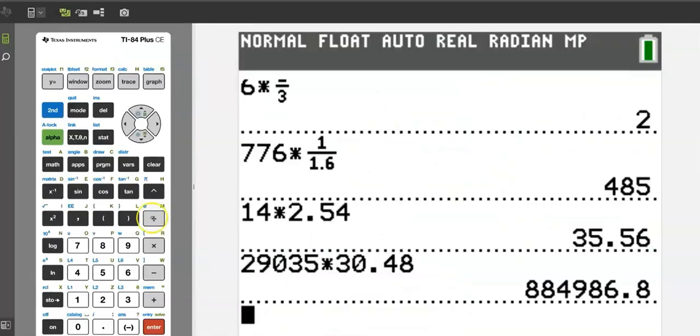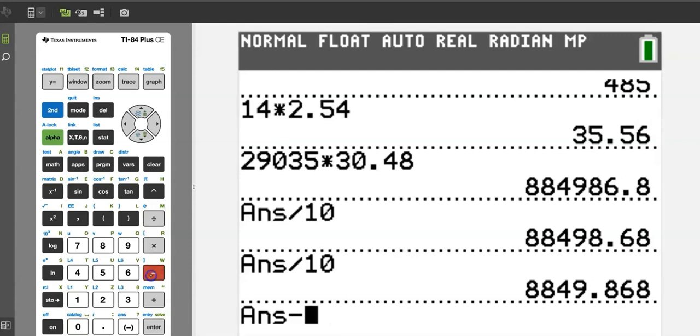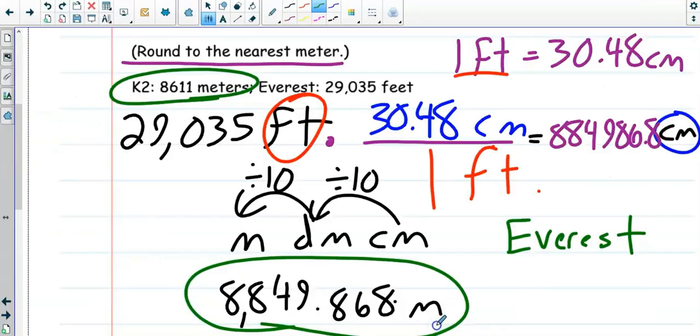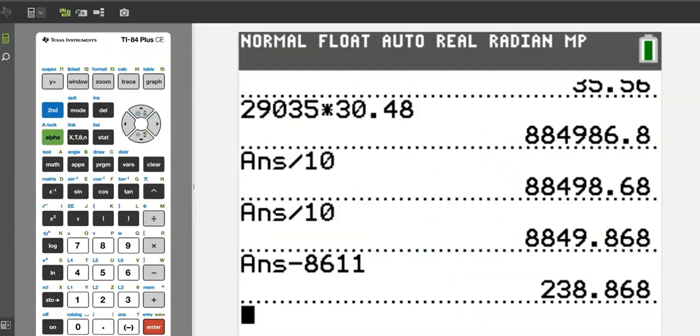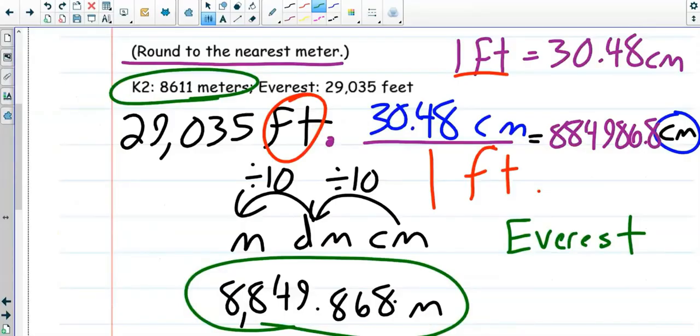This guy got divided by 10 and then divided by 10 again. So again, that was the number I just talked about. And we are subtracting 8,611 from it, if I remember correctly. 8,611, perfect. Back to my calculator, hit enter, and round to the nearest meter, which will be 239 meters taller than the K2. Okay?